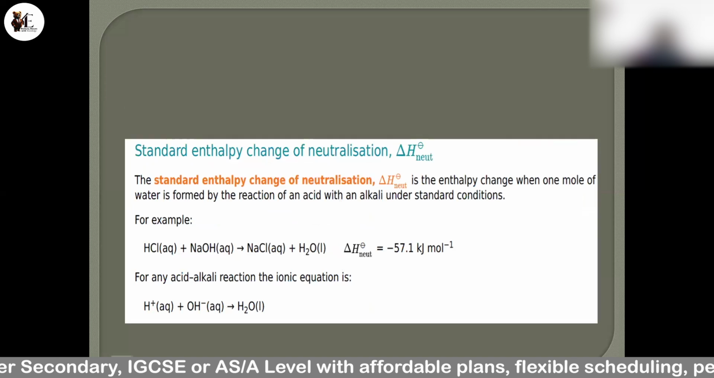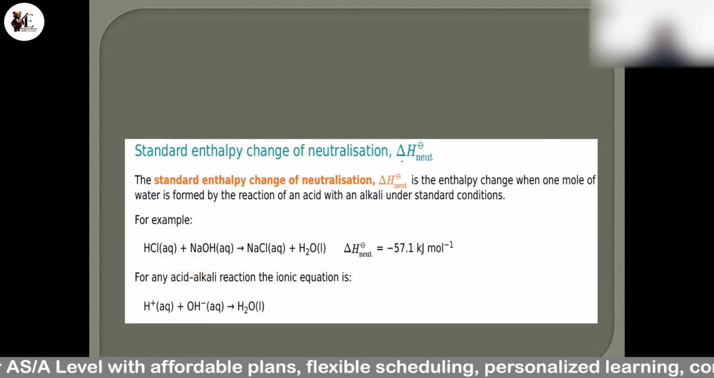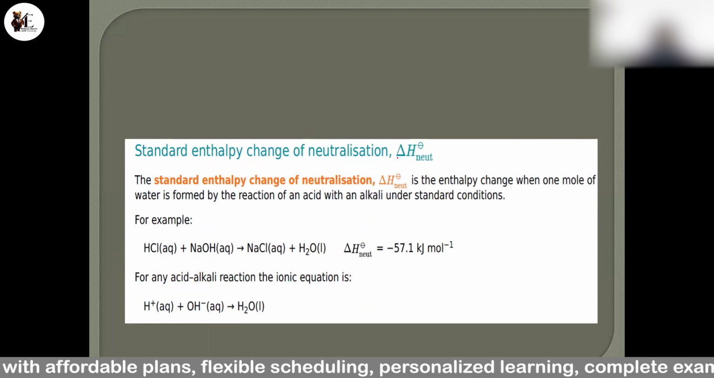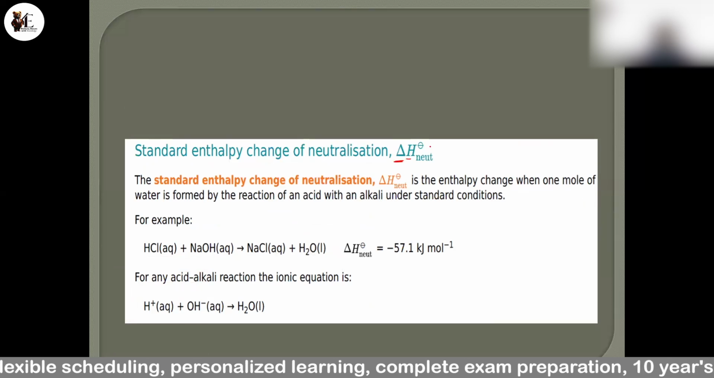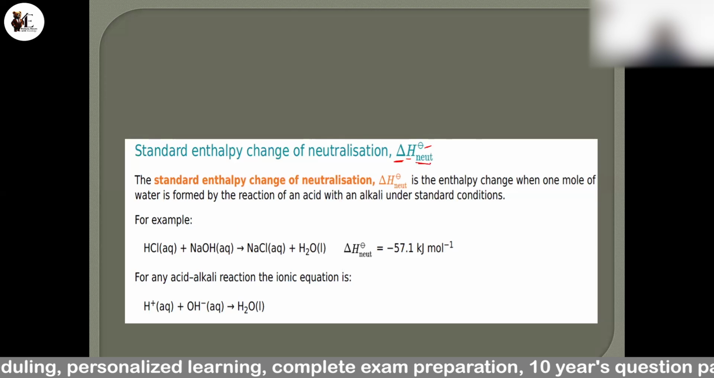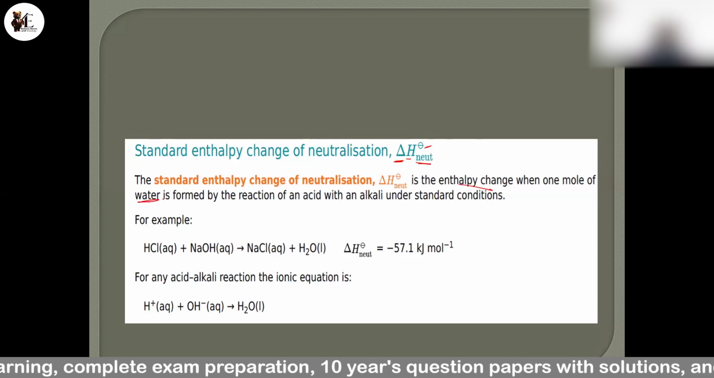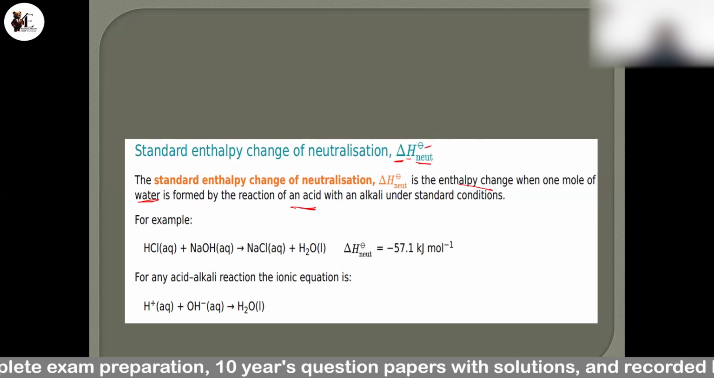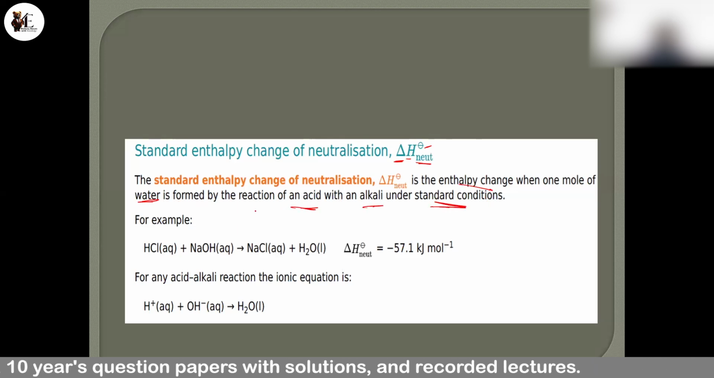Now the next enthalpy we are going to learn is standard enthalpy of neutralization. Here, as you know, the delta means change, H means enthalpy, this symbol means standard, and this is the neutralization. So it is the enthalpy change when 1 mole of water is formed by the reaction of an acid with an alkali under standard conditions. You know what the standard conditions are.